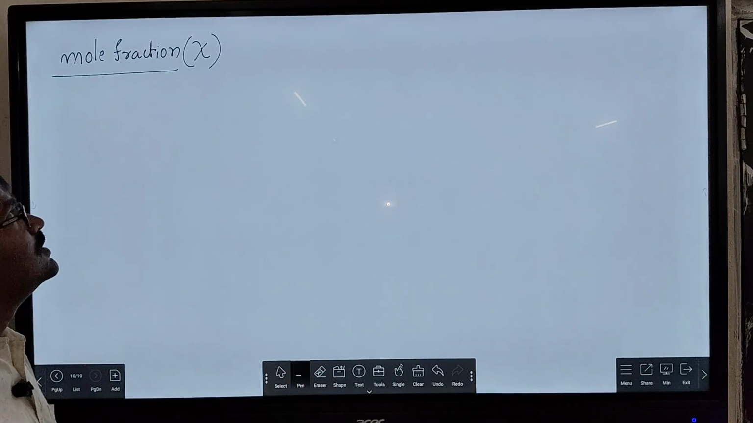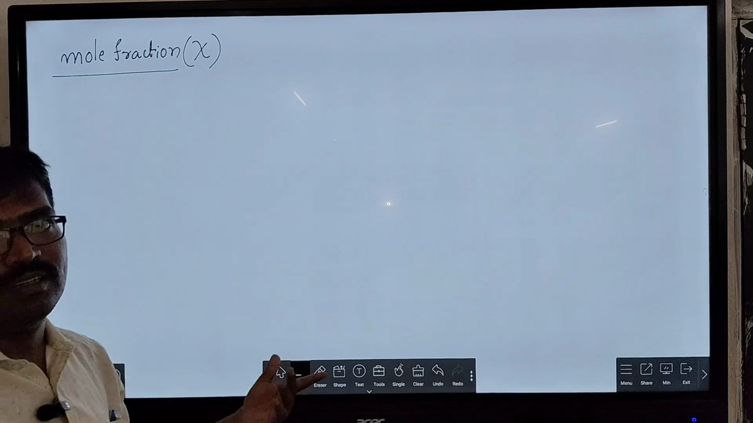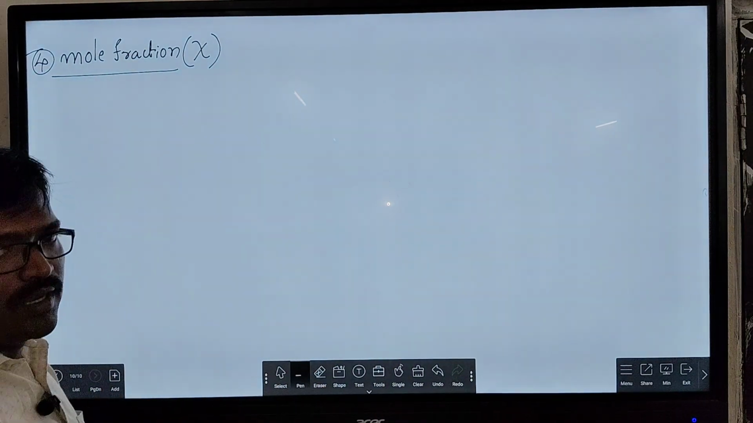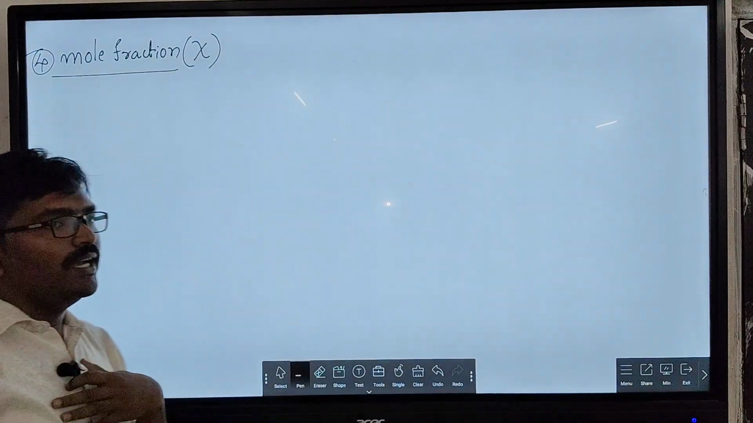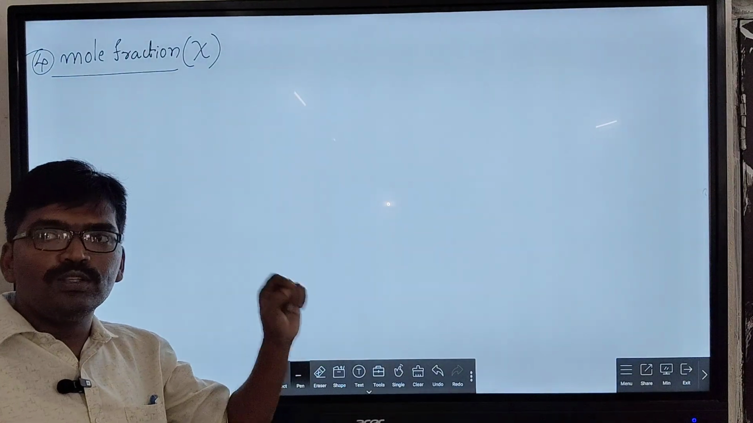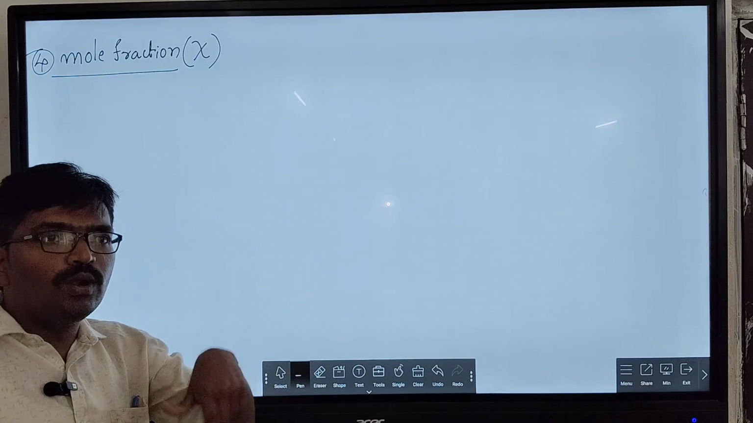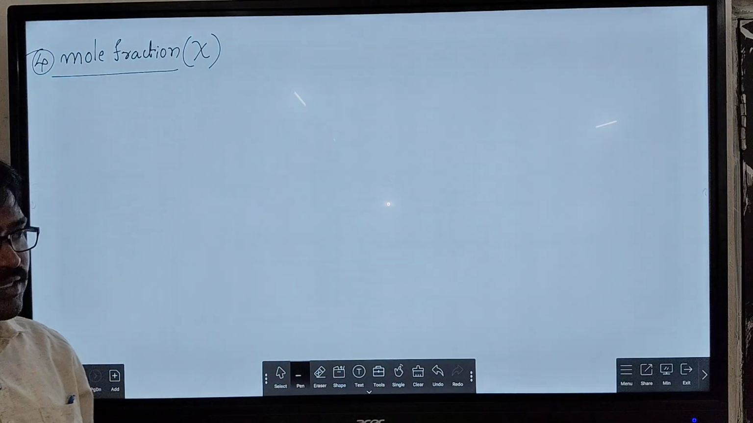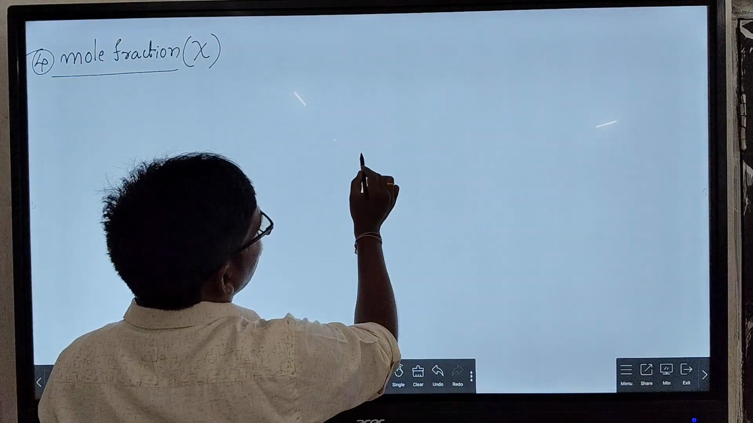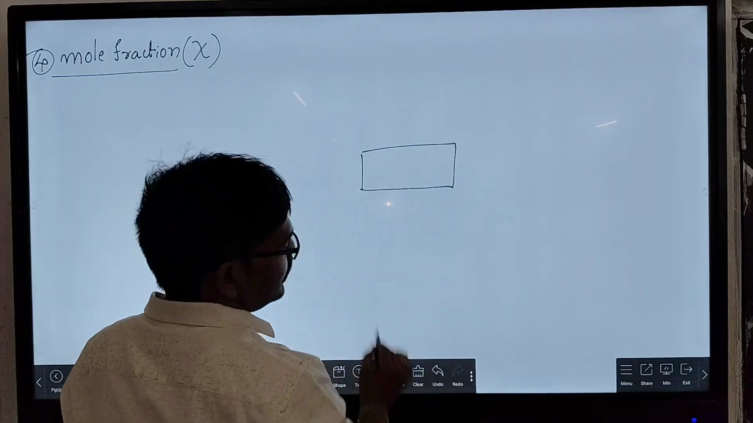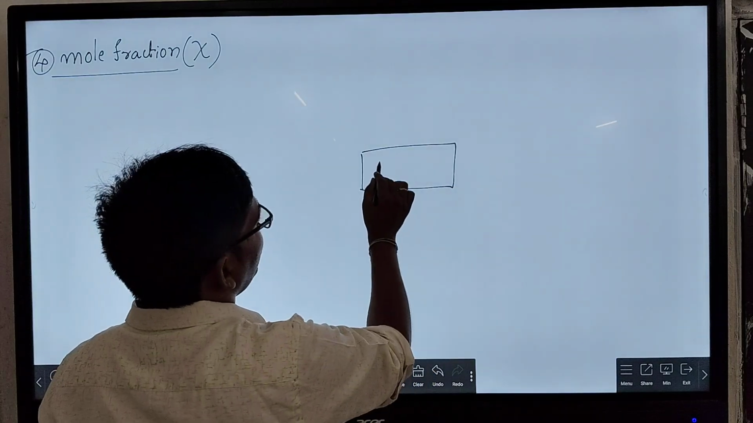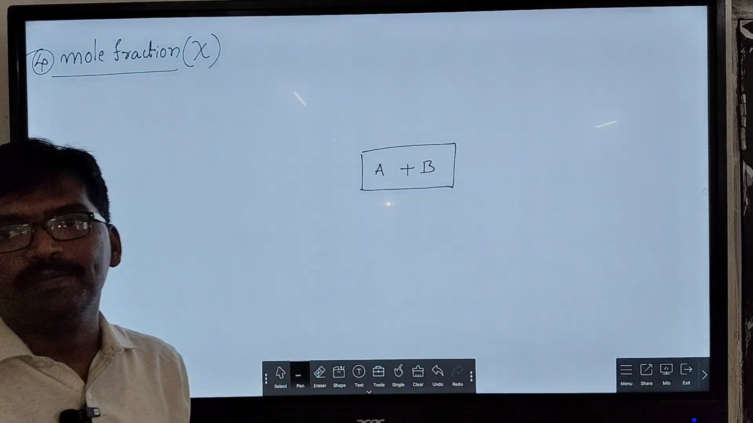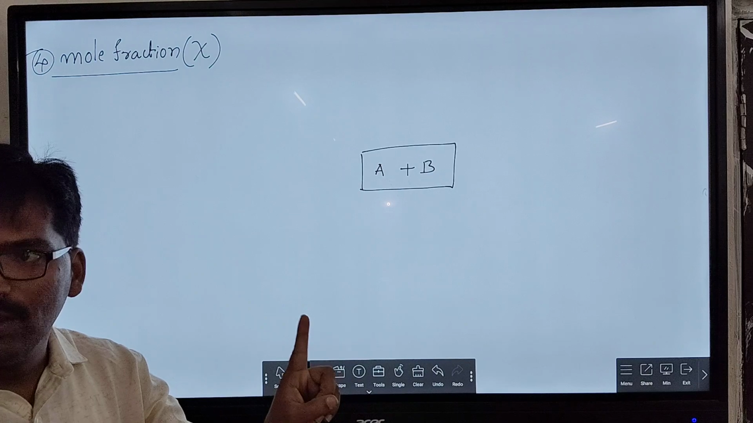Next topic is mole fraction. This is the fourth concentration term, and we have to discuss mole fraction. What is the mole fraction? It is the ratio of the number of moles of one component to the total number of moles of all components in the solution. Suppose a solution contains two components, one is A component and the other is B component.